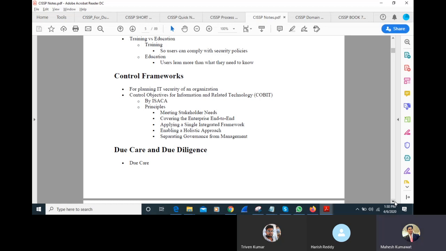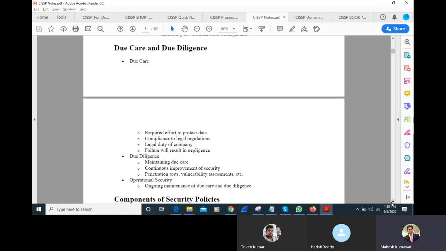So, due care and due diligence. First thing is due care. What does due care mean? Due care is the required effort to protect data. What type of efforts are required to protect the data? Compliance with legal regulations. Suppose you are working in a company under PCI-DSS, the payment card industry, where users use their credit or debit card for purchasing and sales, like Paytm sort of companies. They have some compliance and legal regulations. It is a legal duty of the company; failure will result in negligence.